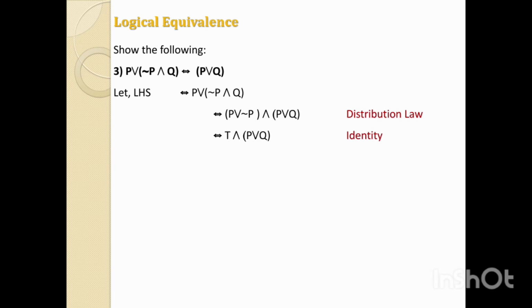Now, the identity law says that P or not P is T. It is always true. That's why it is T and P or Q. Again, the identity law says that T and P is equal to P. Therefore, T and the bracket P or Q is logically equivalent to this bracket P or Q. And that's what we have to show.